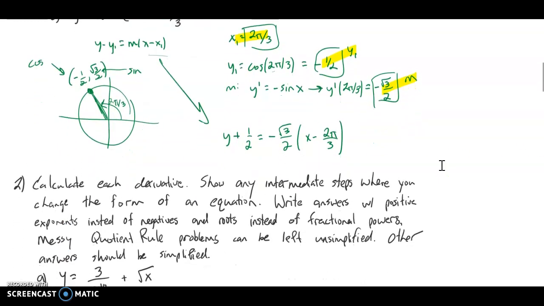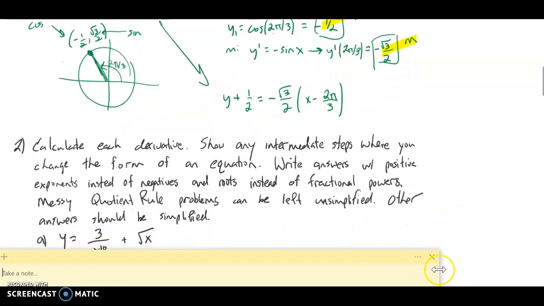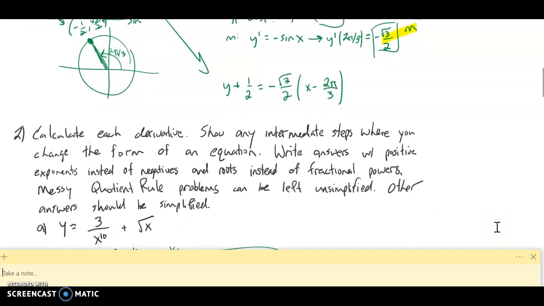So let's go to the next one. The directions are long here. Calculate its derivative, show any intermediate steps where you change the form of an equation, write answers in positive exponents instead of negatives, and roots instead of fractional powers. Messy quotient rule problems can be left unsimplified. Other answers should be simplified. All right, 2a, y equals 3 over x to the 10th plus root x. Go ahead, pause, find its derivative.